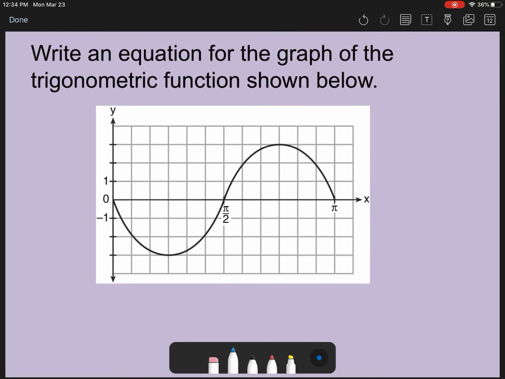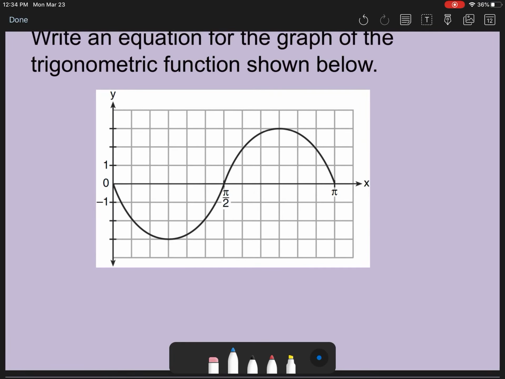Okay, let's take a look here. Write an equation for the graph of the trigonometric function below. All right, is this a sine or a cosine curve? It's going through 0, so therefore it is sine. Y equals a sine of bx. Okay, we have -1 here, -2, -3, 2, 3. Okay, what is the a value? A value is going to be 3.